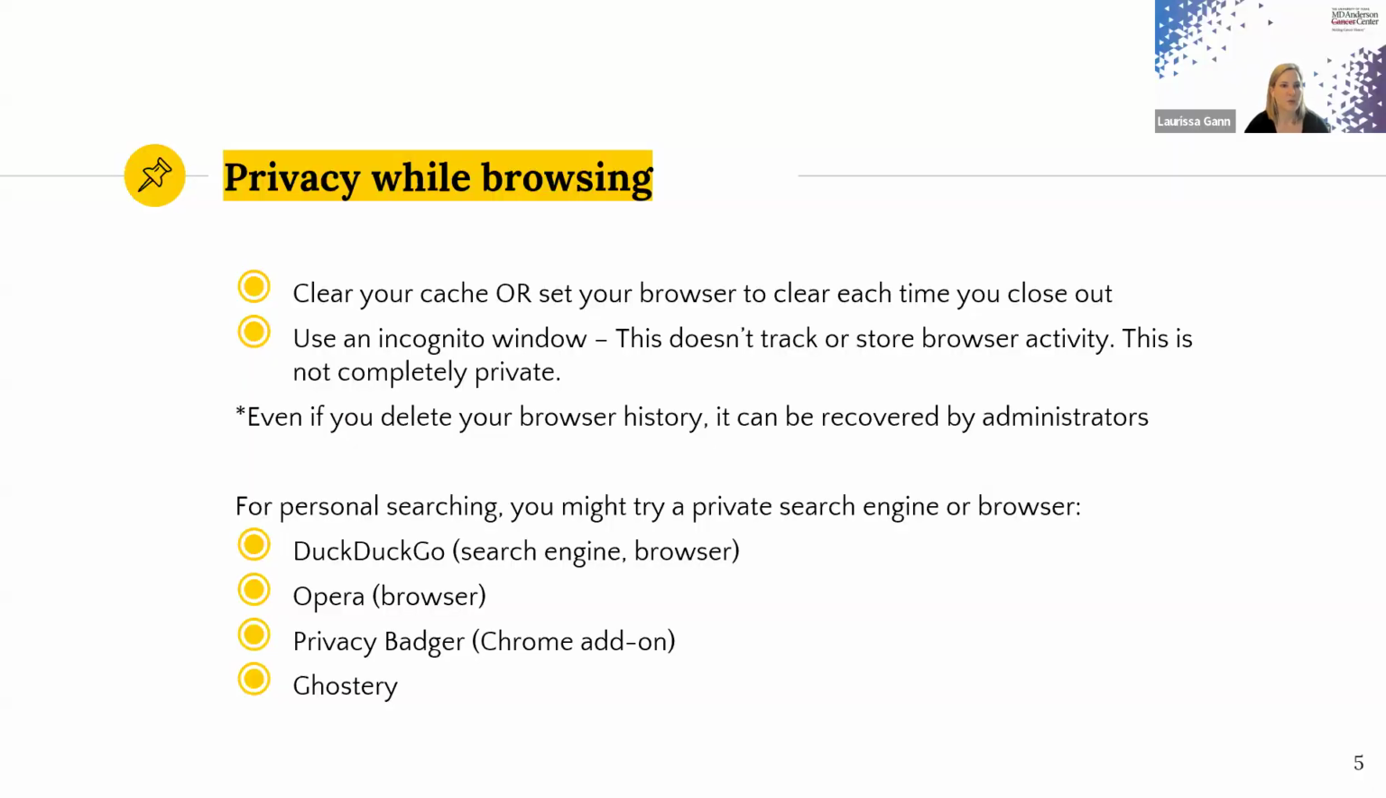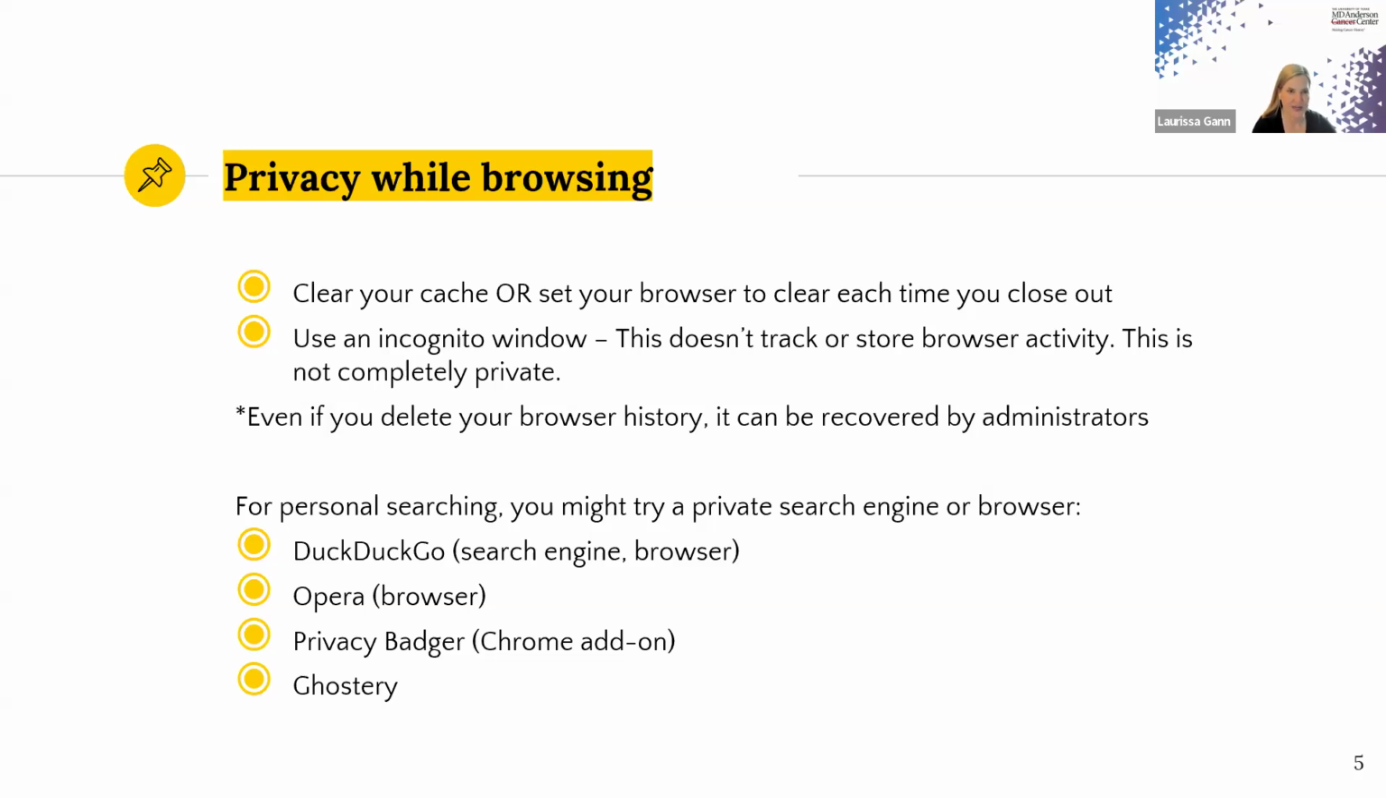So the first thing you want to think about is some privacy while you're browsing. Something that you can do regularly for yourself is you can clear your cache frequently. You can also set your browser to clear your cache each time you close out the browser. You can also use an incognito window or a private window when you're browsing. This keeps the browser from tracking or storing your activity.